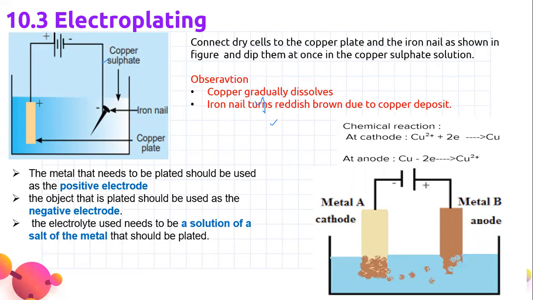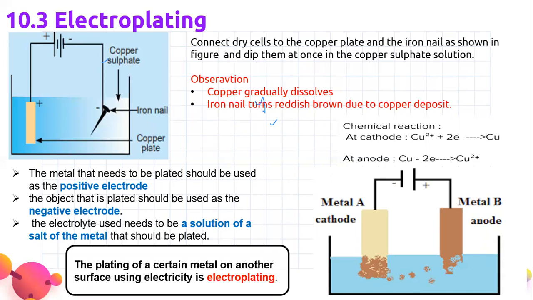Here, why do we use copper sulfate? So when we do electroplating, we have to use the salt solution of the metal which we use at the positive terminal. So here if we are using copper, we use copper sulfate. For example, if we use another metal, we have to use the salt solution of that exact metal. Right. So the definition of electroplating is the plating of a certain metal on another surface using electricity.